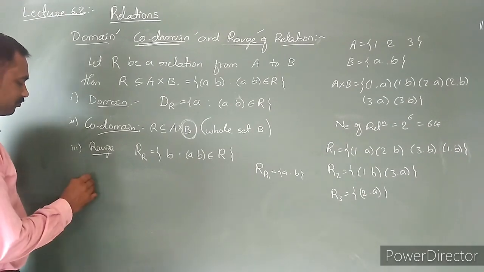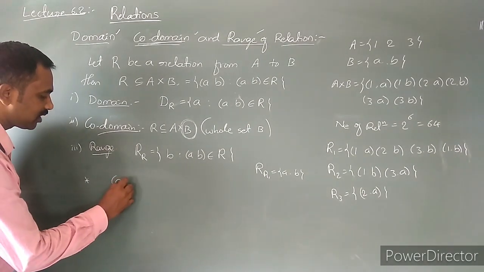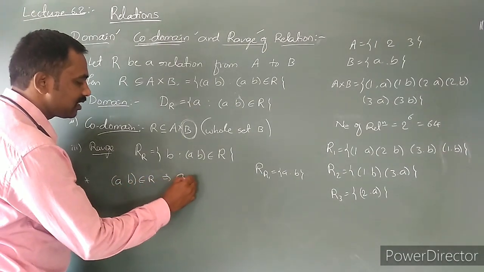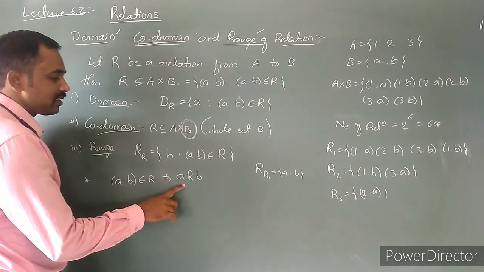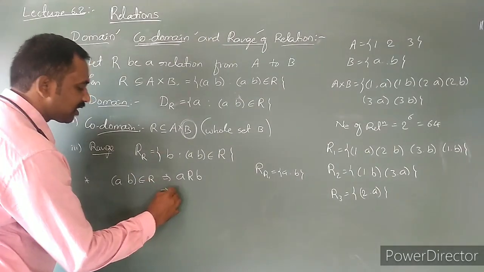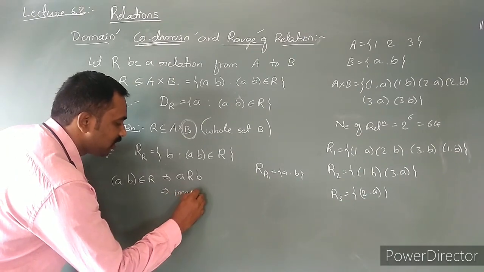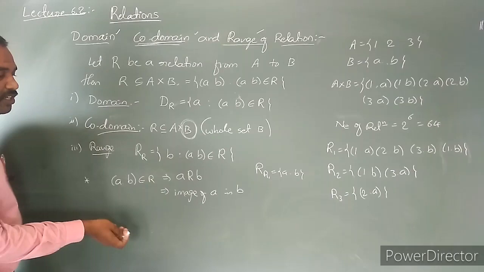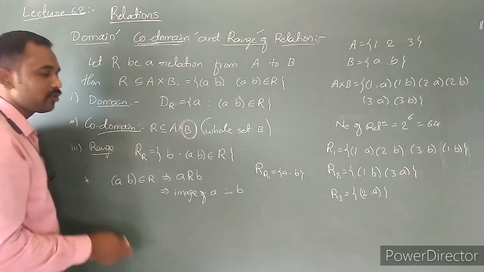Okay, next. Here, if A comma B is present in the relation R, then we write that A is related to B. Here, one more way to say it is that the image of A is B. This is one way to write it or read it: A is related to B.